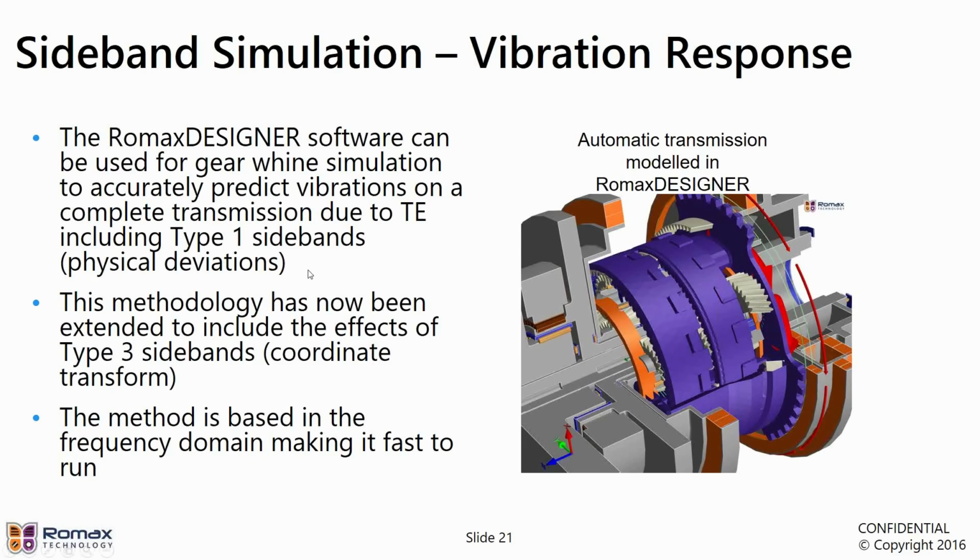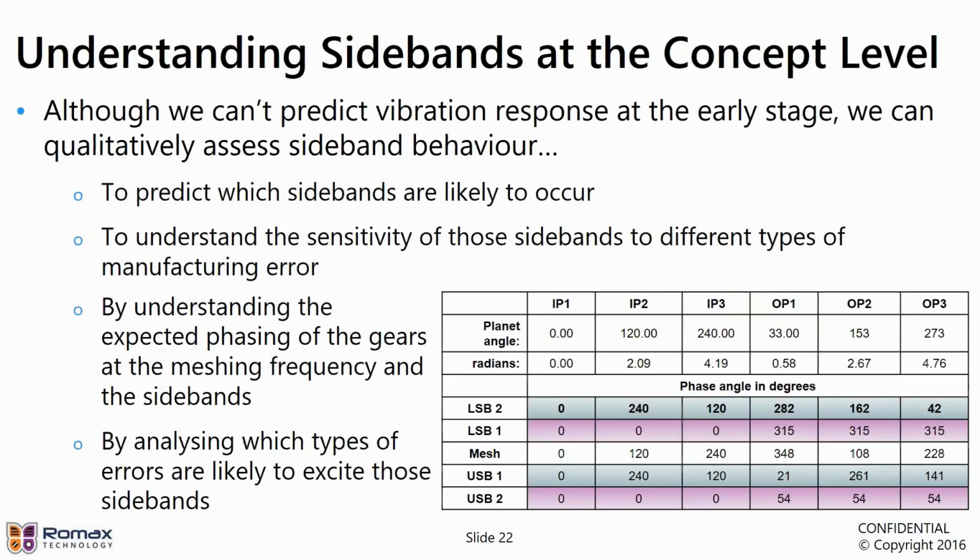But recently we've extended this methodology with a new module that allows us to include the effects of these type 3 sidebands, these coordinate transform sidebands. It's, again, like much of the dynamic analysis within Romax Designer, frequency domain based, which means it's very fast to run.